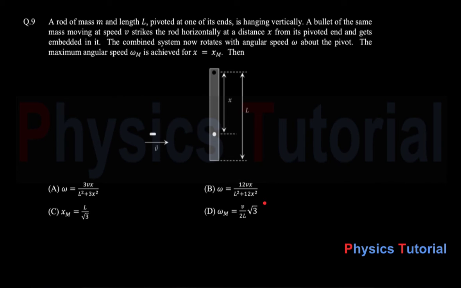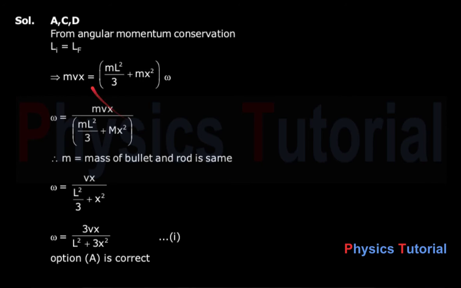So now let's represent the solution. This was the strategy: from angular momentum conservation, initial angular momentum equals final angular momentum. So m v x is equal to (m l square by 3 plus m x square) omega. M is the mass of the bullet and the rod is the same. So omega you can find as v x upon (l square by 3 plus x square). So yes, option A is correct.